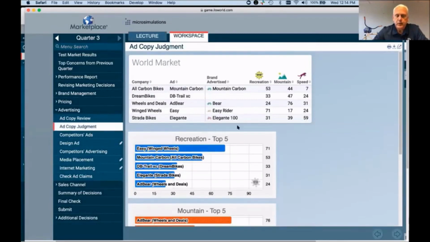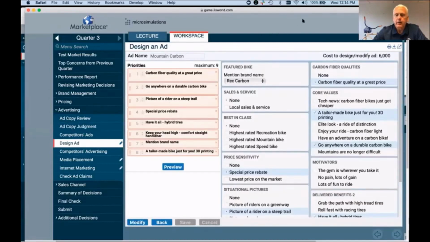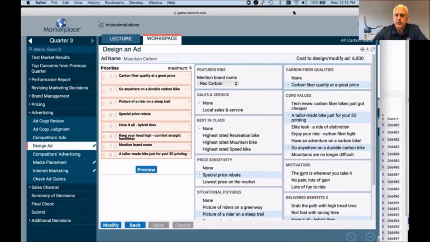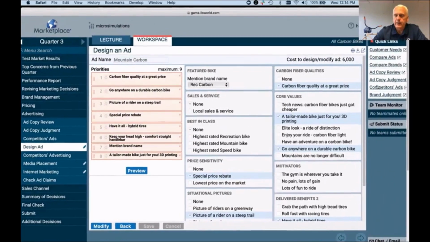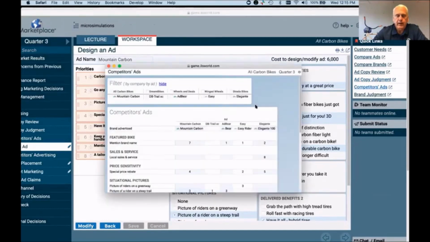My ad copy judgment on the Mountain Carbon for the mountain segment was terrible. I had a 44. And the best one was Wheels and Deals Ad Bear. So I'm going to go in and modify my Mountain Carbon. Now, again, one of the things which I can do is take a look at a competing ad, and so I can compare competitor ads.